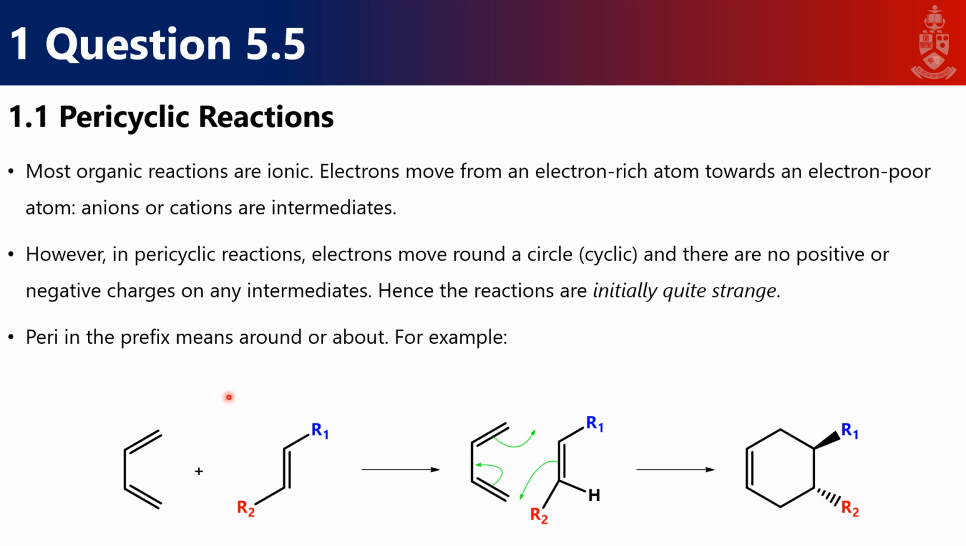Interesting story. Peri, the prefix, means around or about. So technically it's around cyclic reactions. It's always interesting to know where these words come from. But in essence, this is the mechanism. Just spend some time. I'm quite sure you can see them. It's just pushing arrows. You form the bonds.